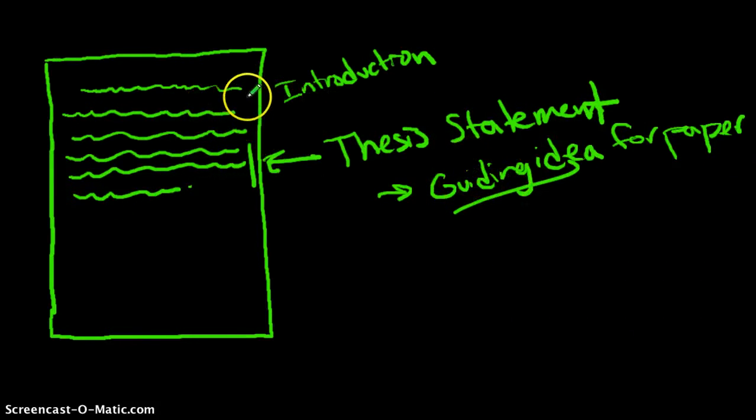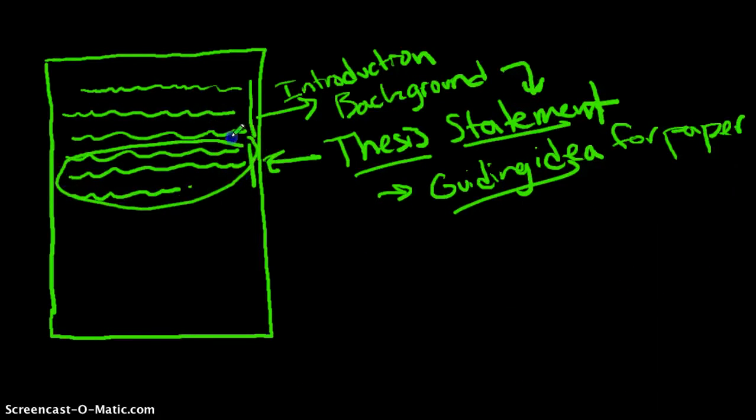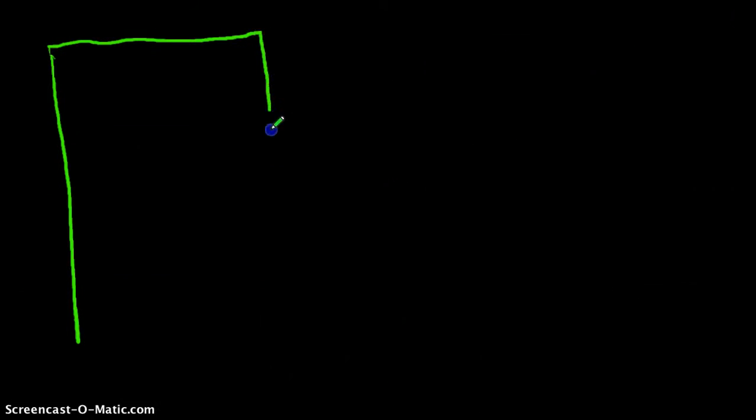All of this information up here is background information that helps define and frame your thesis statement. You might have some terms that are specific to your topic. You might have some discussion on the current relevancy of the topic that you want to cover here. But then this down here is where you really get into the meat of what your essay is going to be about.